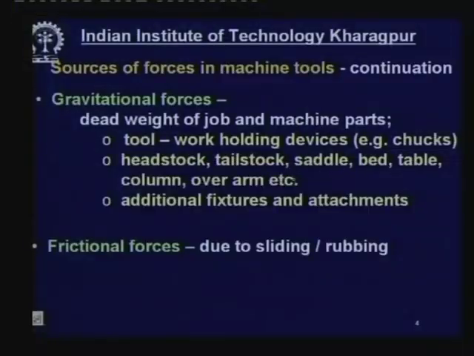Weight of the saddle, weight of the bed, weight of the table, column, overarm of milling machine, shaping machine. These are the heavy things, they are dead weight, and have also to be considered because they are distributed over the different parts of the machine and foundation. There may be some additional fixtures and attachments which may be also quite heavy, and their weights have to be taken into account.